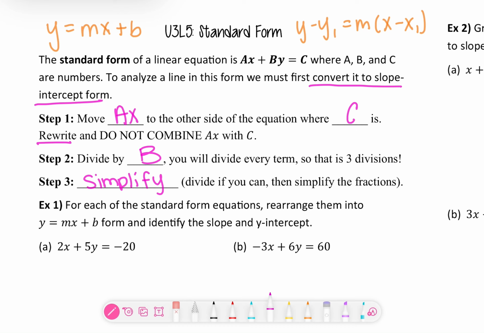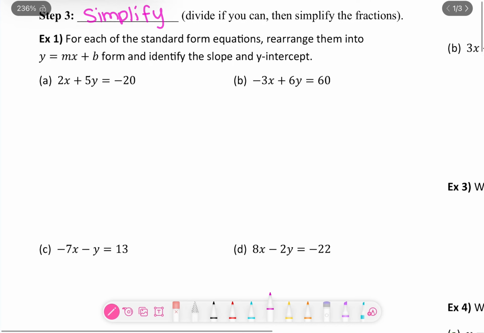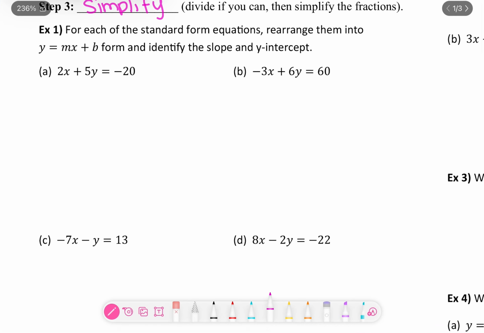All right, so for example 1, for each of the standard form equations, rearrange them into y equals mx plus b form and identify the slope and y-intercept. Okay, looking at part A, we want to first move our ax term. So that is 2x in this case. It's a positive. If I want to move that to the other side, I've got to subtract the 2x term on both sides. Then I bring down my positive 5y term equals, and then we want to rewrite this.